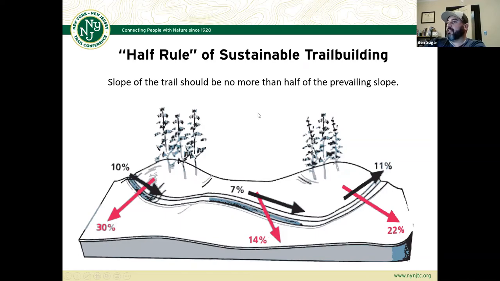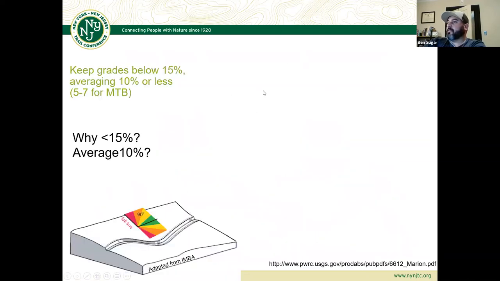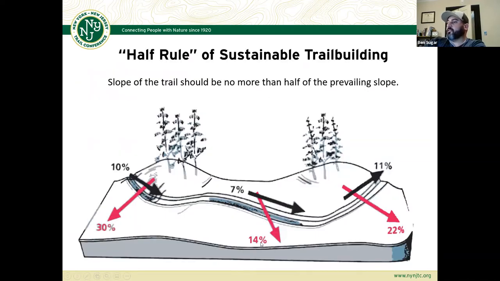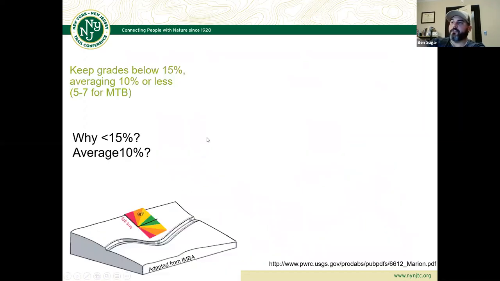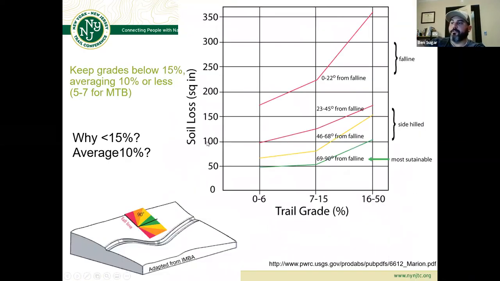So that said, on this 14% slope, even if we're normally able to go up to 12% for, say, a mountain bike trail, because this is so shallow and it's not very steep, we want to keep that down to 7% or less because of this situation. And the reason is because you're getting too close to the angle of the fall line.